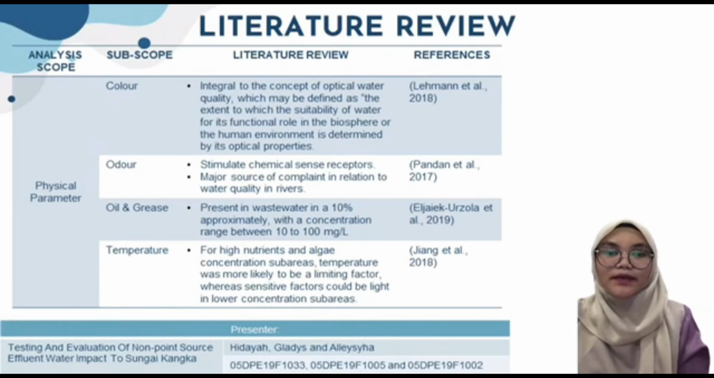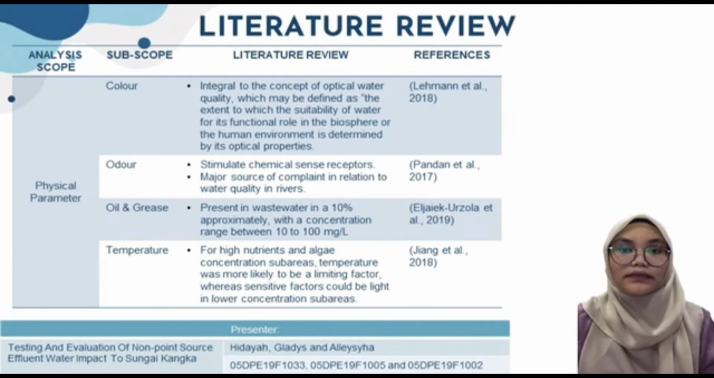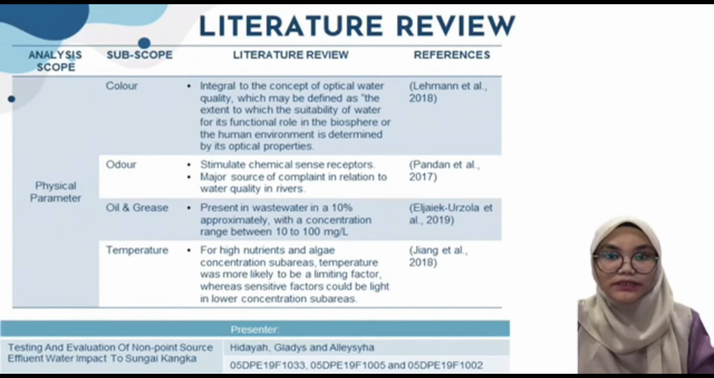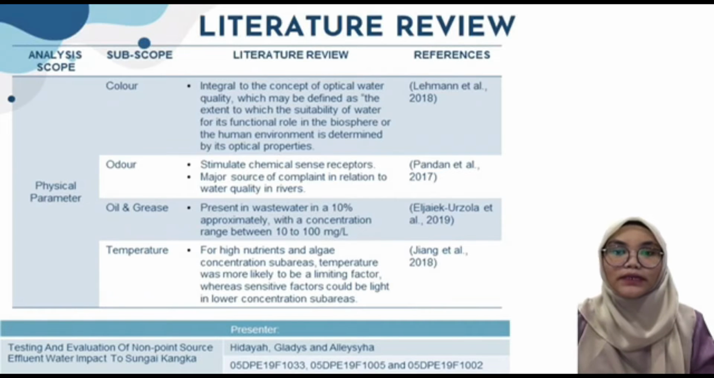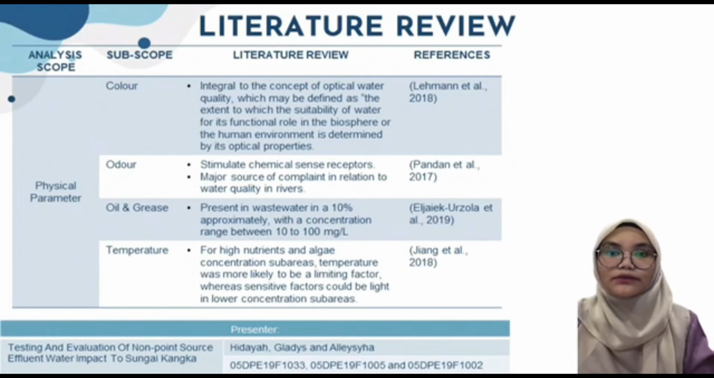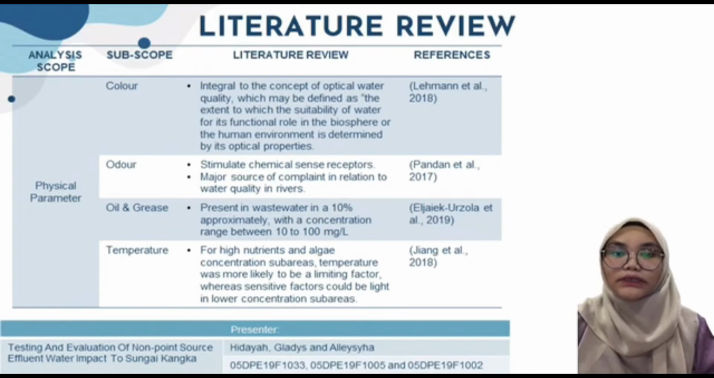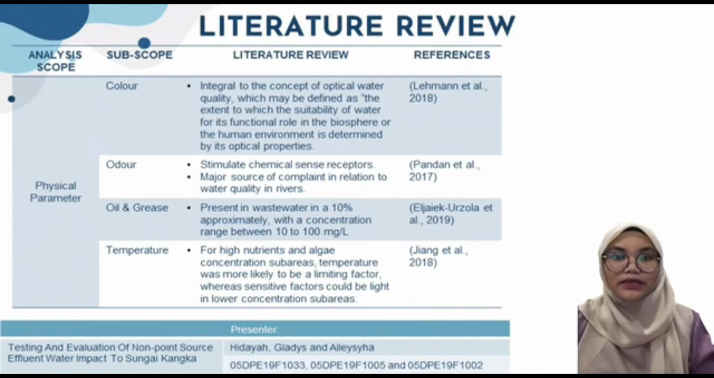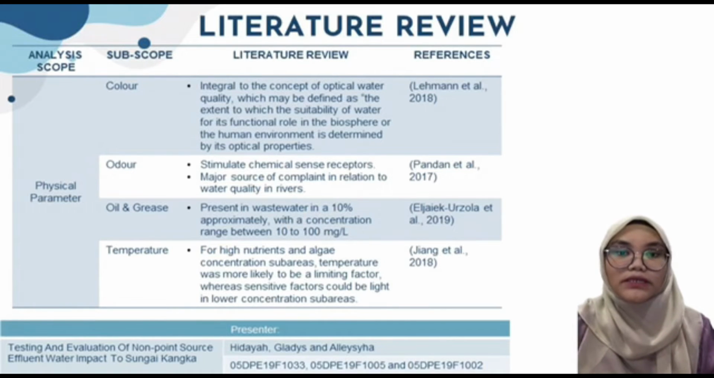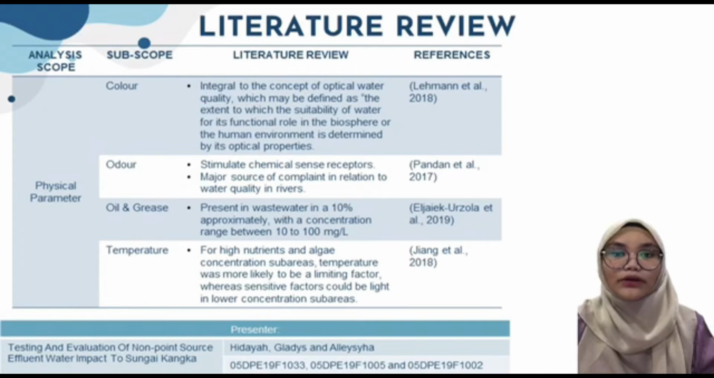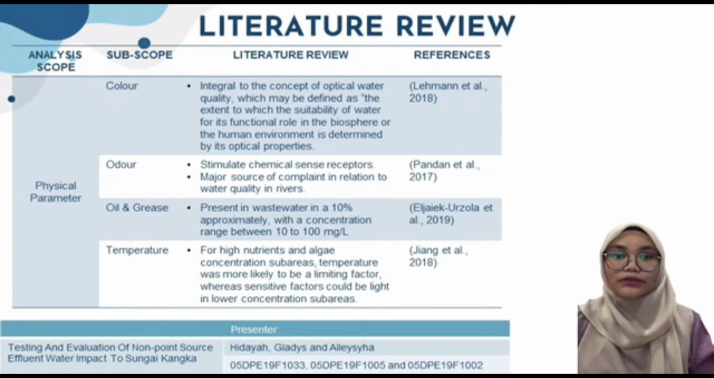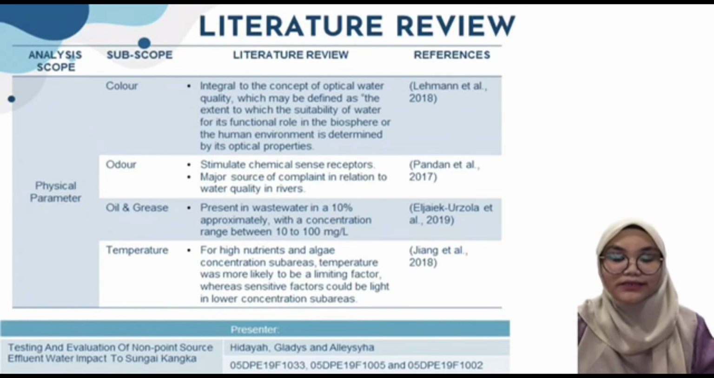Next, oil and grease. It is present in wastewater at approximately 10% with a concentration range between 10 to 100 mg per L. Oil and grease also refers to a combination of substances that do not readily mix with water and are commonly used in industry and daily activities. Examples include motor oils, lubricating oils, fuels, animal fats like bacon grease, and also cooking oils.